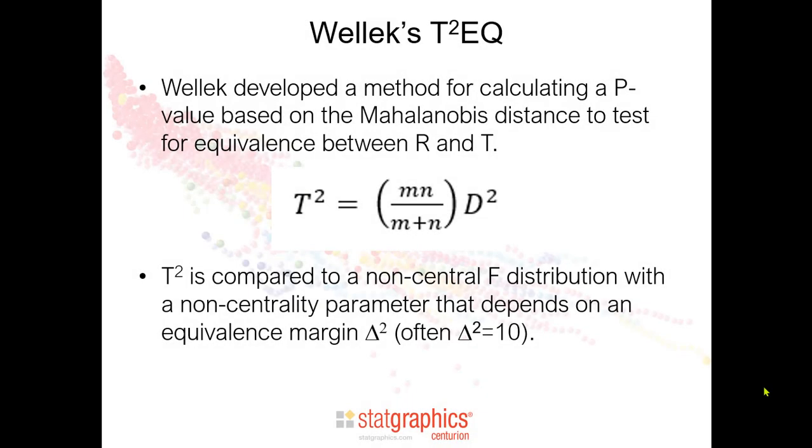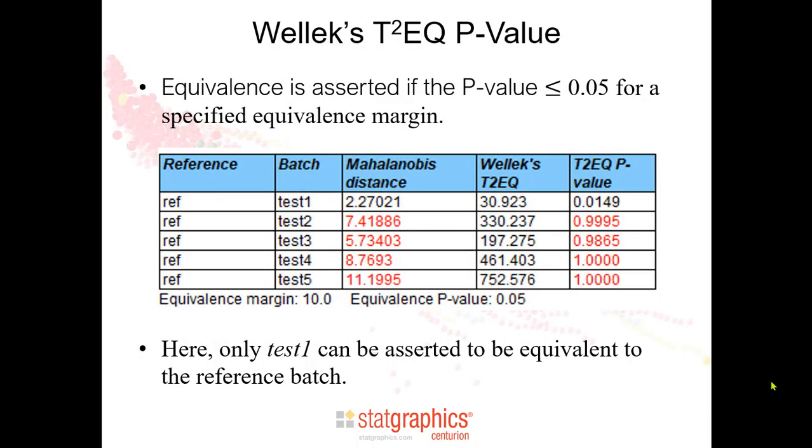Wellek developed a method for calculating a p-value based on the Mahalanobis distance in order to test for equivalence between the reference and test batches. His equation for t squared is shown here. T squared is then compared to a non-central F distribution with a non-centrality parameter that depends upon an equivalence margin called delta squared. Often, delta squared is set equal to 10. For the t-squared test, equivalence is asserted if the p-value is less than or equal to 5% for a specified equivalence margin. Here, only test 1 has a p-value that doesn't exceed 5%, so only test 1 can be asserted to be equivalent to the reference batch.